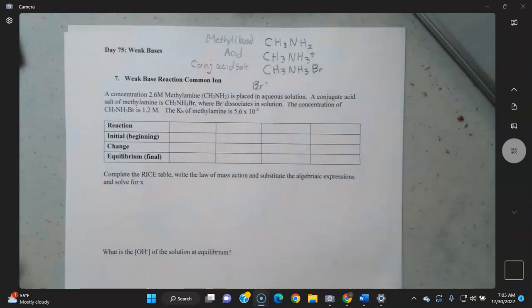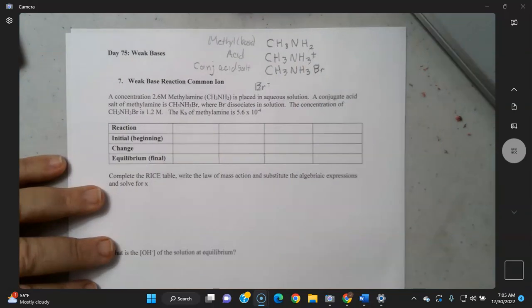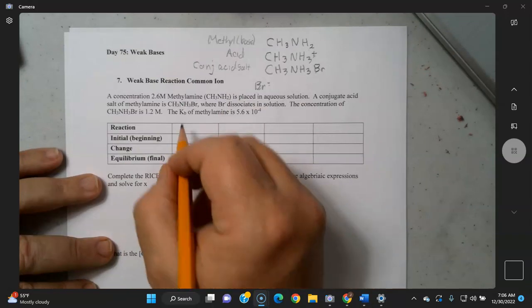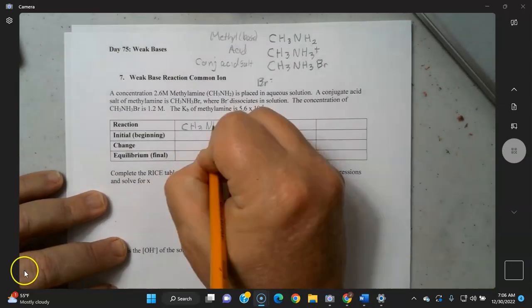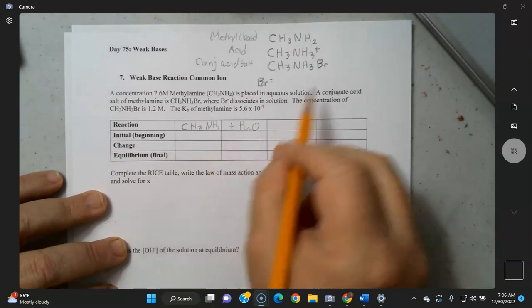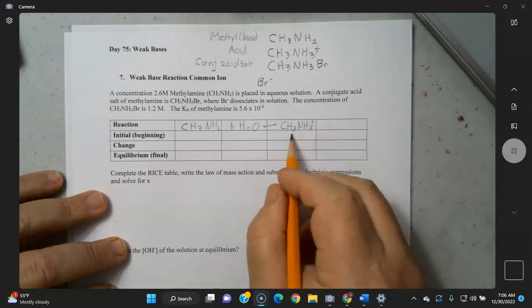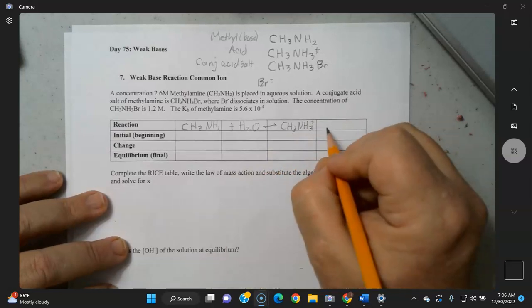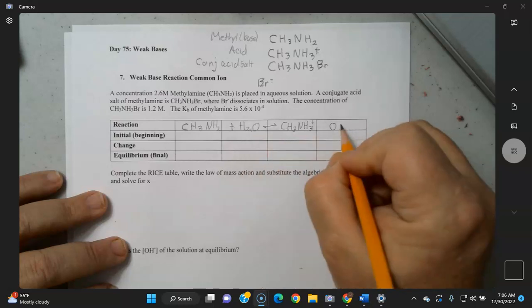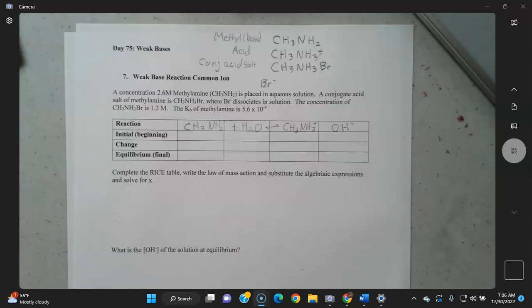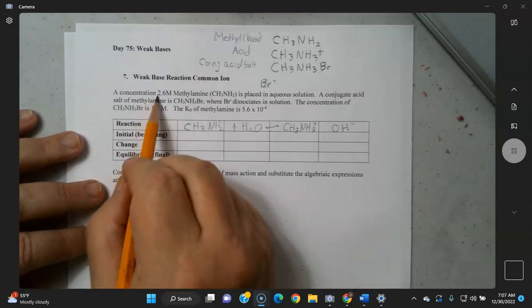All right? So we're going to go ahead and write this out. I'm going to use the actual formulas because they're a little bit more involved this time. Once the bromine's broken off, it's gone. The water's going to donate a proton over here. So now it's CH3NH3 plus, and that's going to also produce a hydroxide out of the water. You took a proton away from the water. So it's a little bit more involved formula. Sometimes using just generic base and generic acid notation might seem easier. Okay, initial, we have 2.6 here.